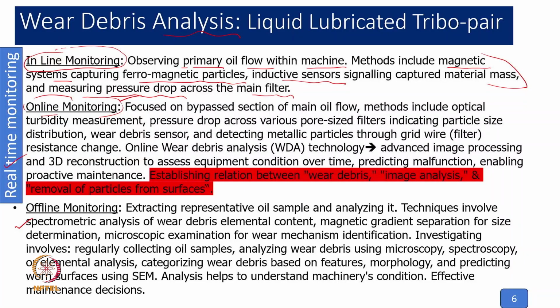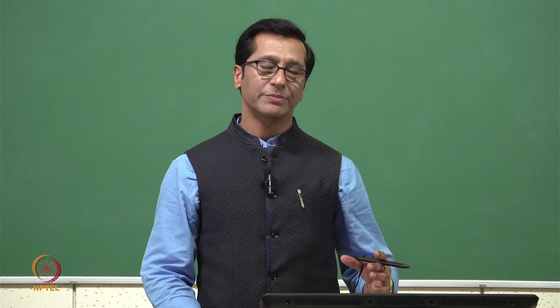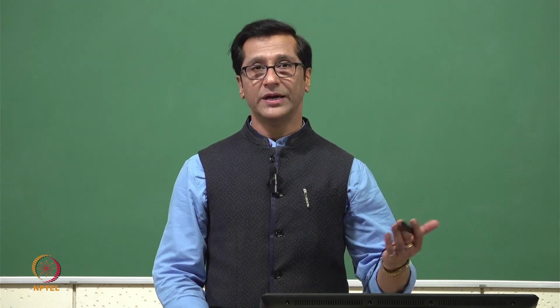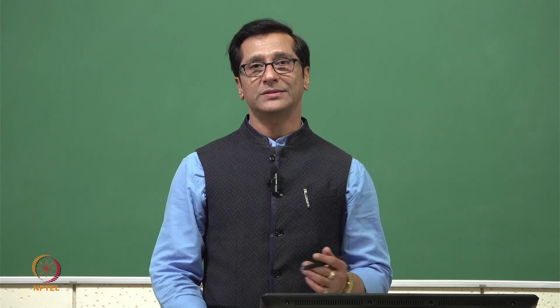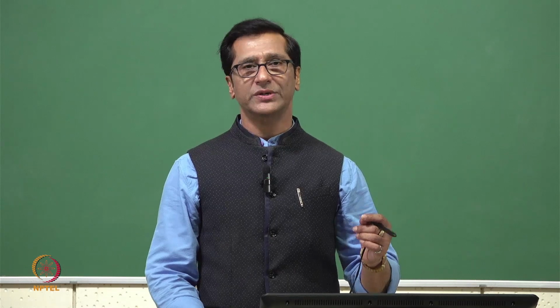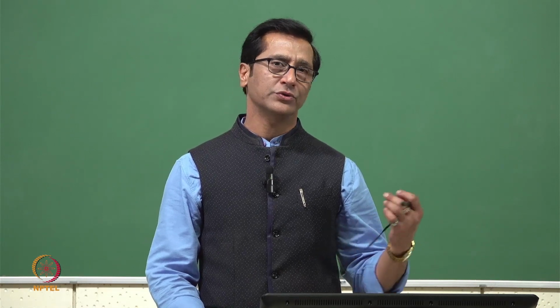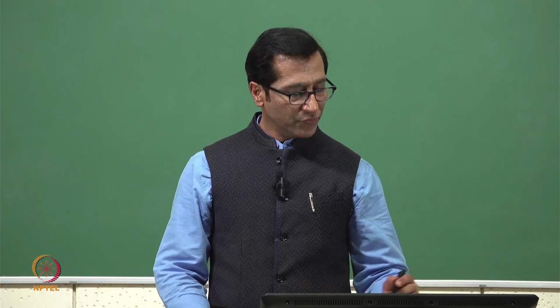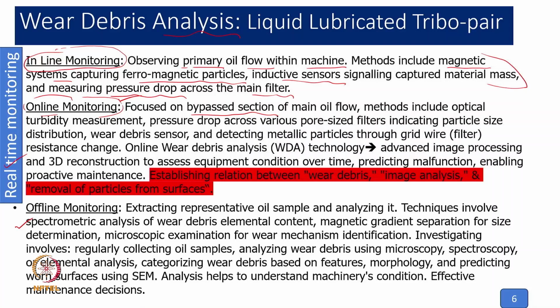However, the second method is online monitoring. Here we use a bypass section from the main oil line. We have a small tubing and pump, and we make a separate circuit that we can work with. We provide more and more sensors, and we extract only some percentage of the oil, maybe 1 to 2%. So we focus on the bypass section of the main flow.